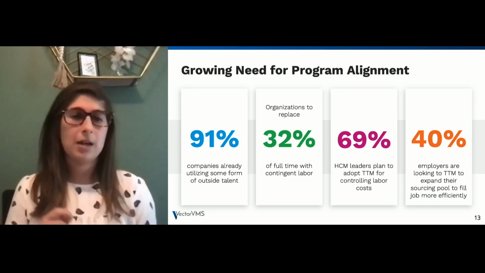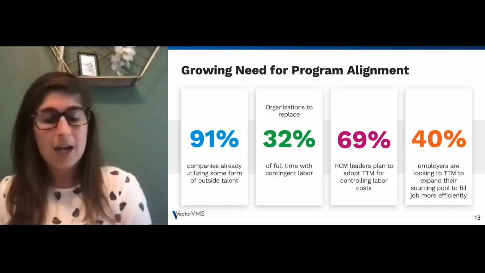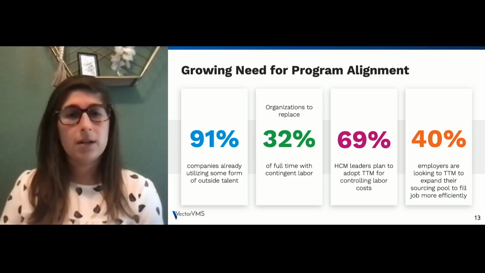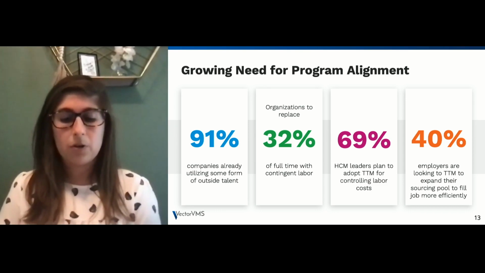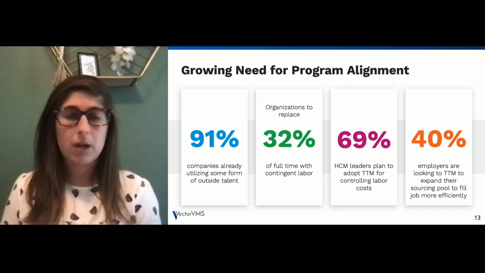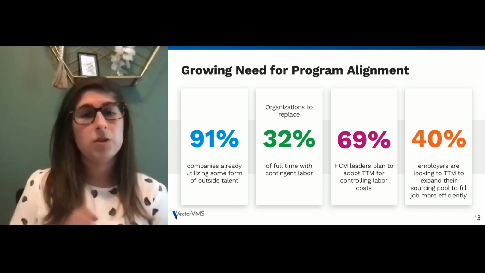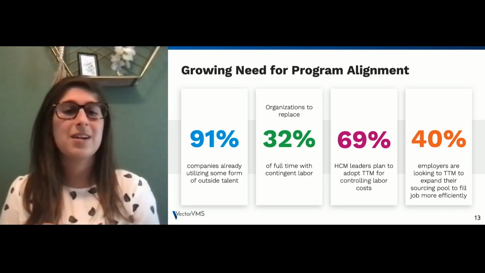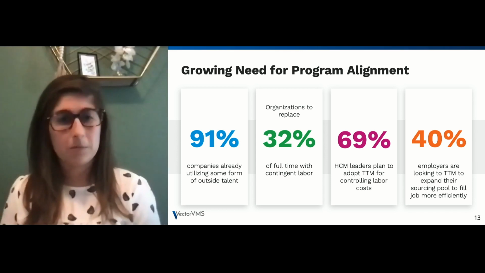And that's why it's being taken more seriously and considering a total talent management project. In addition to people using outside labor, they're using more outside labor. So according to Gartner, 32% of organizations plan to transition at least a portion of their workforce from full-time to contingent. And this statistic came out actually before the pandemic, and I think it's been fueled further by the pandemic.